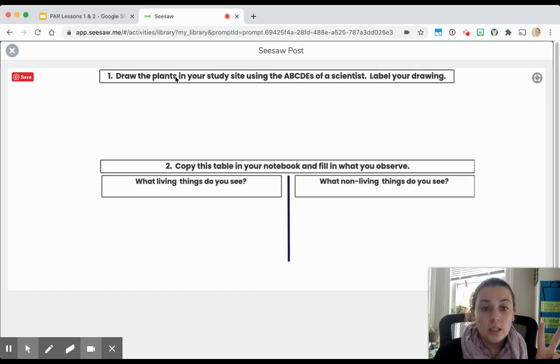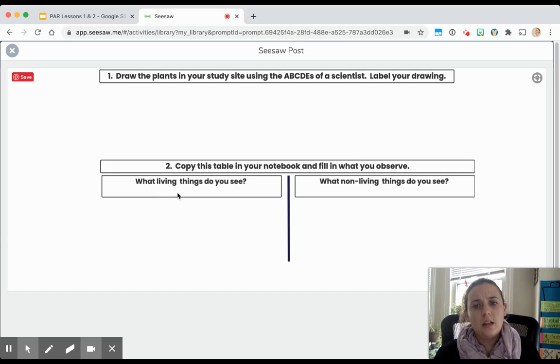The second thing you're going to do in your science notebook, and everyone should be doing this in their science notebook, not on Seesaw, because we can't do really detailed and really precise drawings on Seesaw. So the second thing is to make this table in your notebook, just like the scientists in the book that we read last week had a table in their notebook. We are also going to have one.